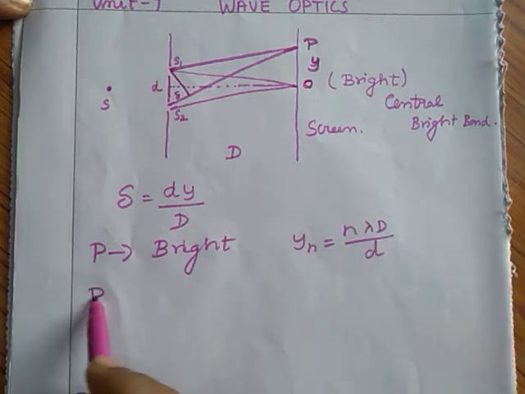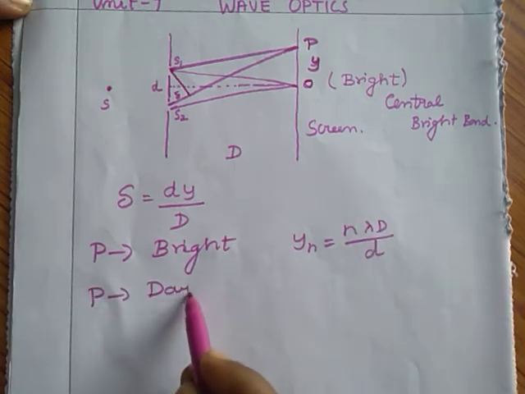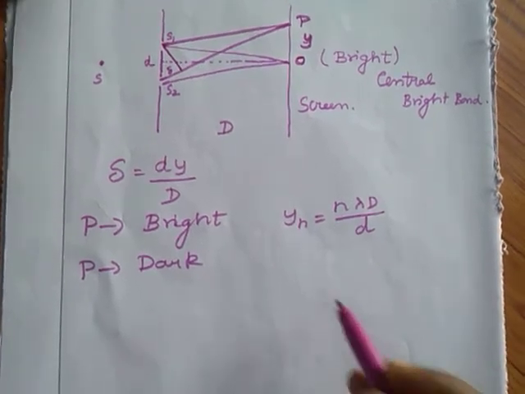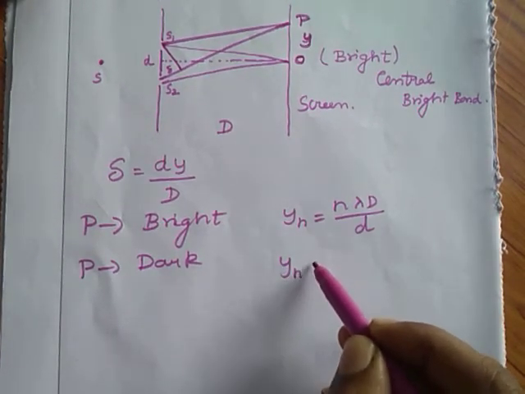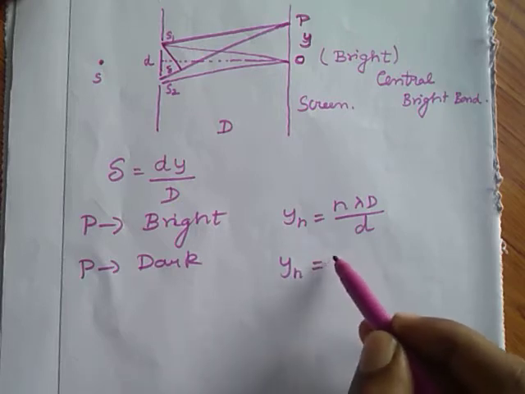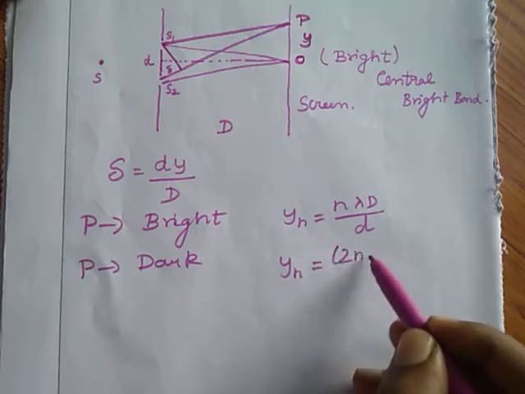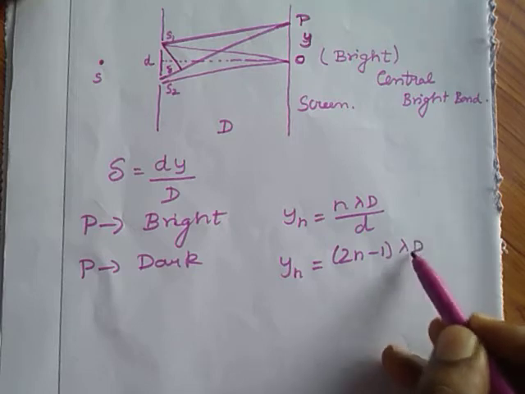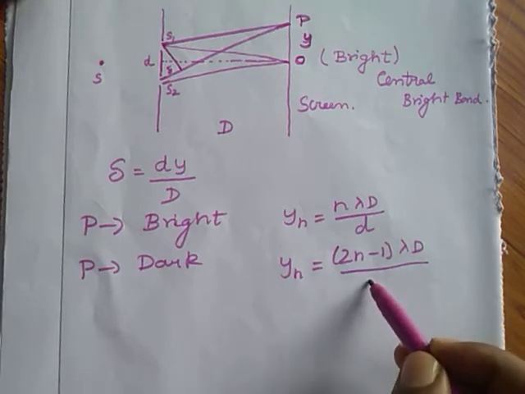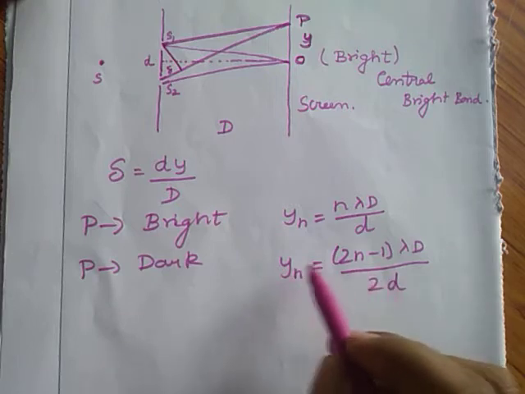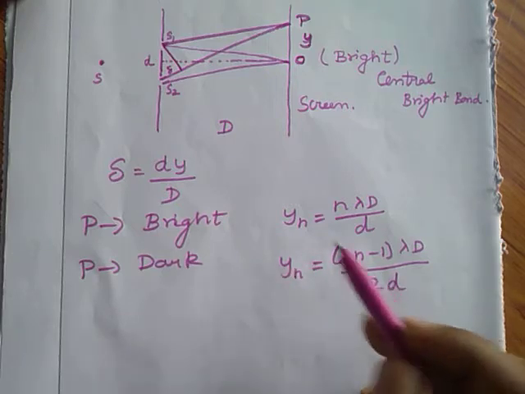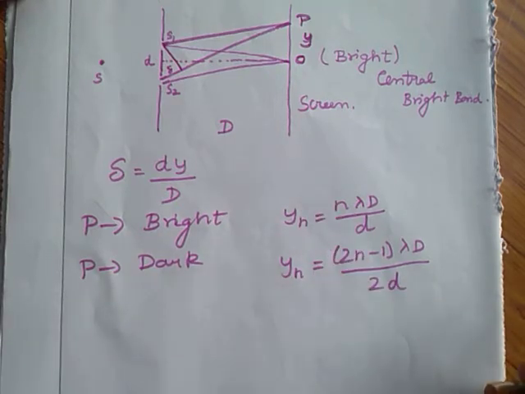If the point P is dark, then destructive interference takes place. Then the point P is dark. That point P is located at a distance yn equal to (2n minus 1) lambda D by 2d. This is the distance at which the nth dark band is located from point O.